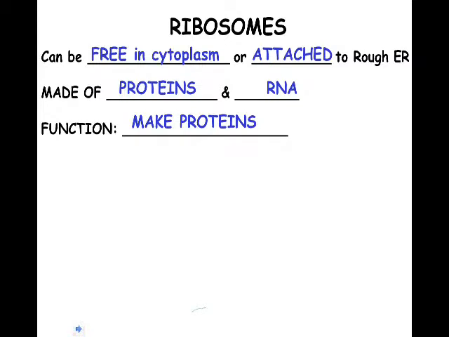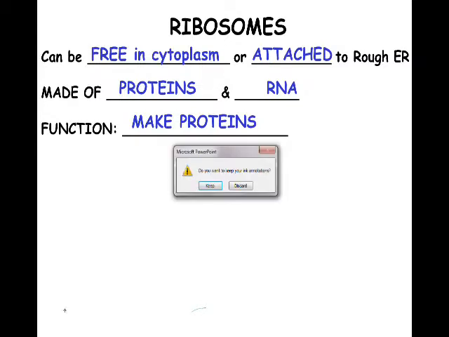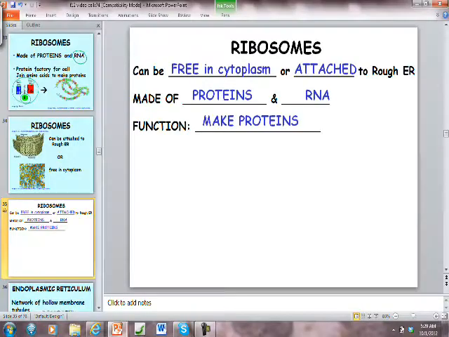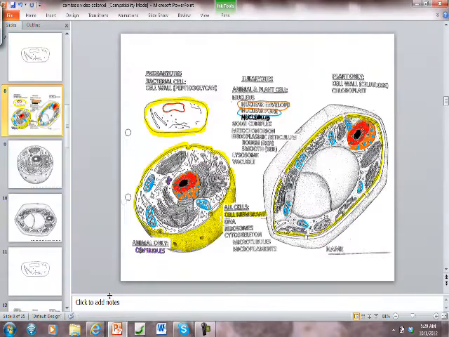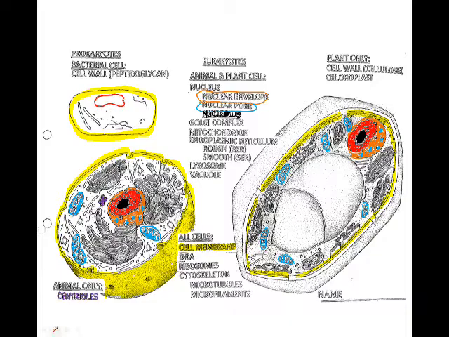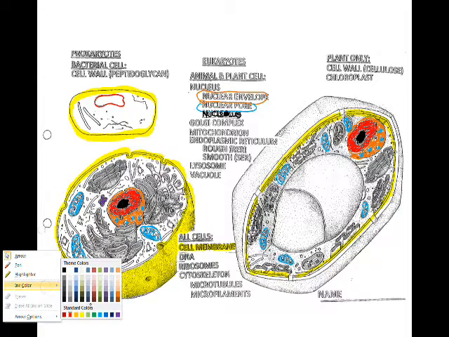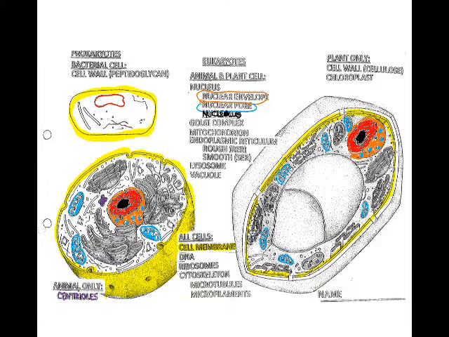Okay, let's see if we can look in our cell picture and find some ribosomes. They look like tiny little polka dots. I'm going to ask you to pick a darker color to be your ribosomes, because ribosomes can be attached to the ER, and if we make them really light, then when we try to color our ER in our next slideshow, we won't be able to see them very well. So I'm going to ask you to pick a dark color.